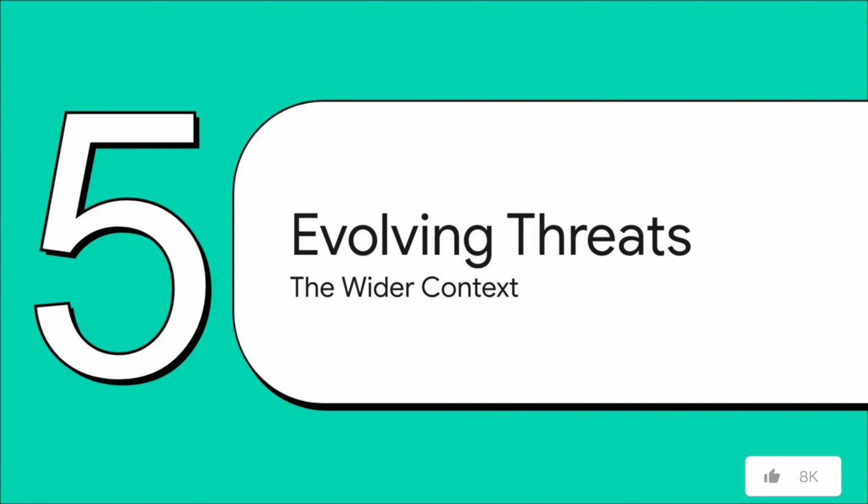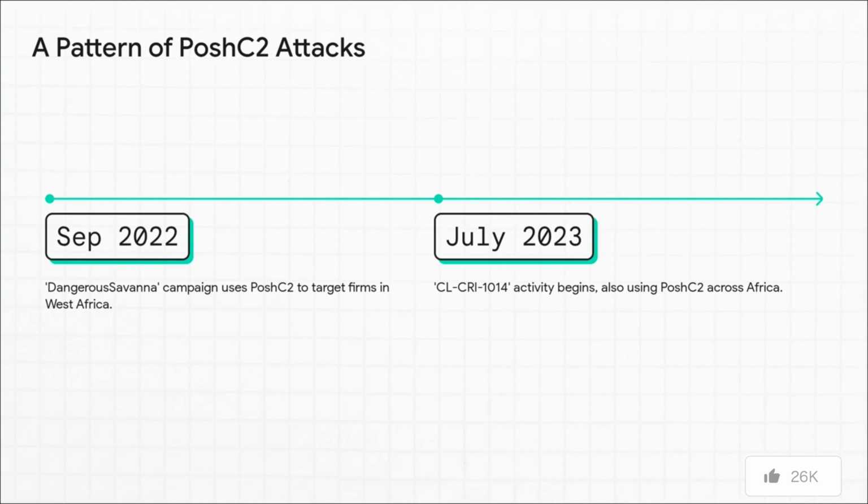Now, it's really important to realize that this attack isn't happening in a vacuum. To understand the real threat here, we have to look at the bigger picture of cybercrime that's targeting this region. If you look at the timeline, a pattern starts to emerge. Back in 2022, there was another campaign called Dangerous Savannah. And guess what? It was doing something very similar, using POSH-C2 to hit financial firms in West Africa. The fact that Clipper RI-114 showed up a year later suggests this isn't just a one-time thing. It's an established playbook that's being reused and refined.